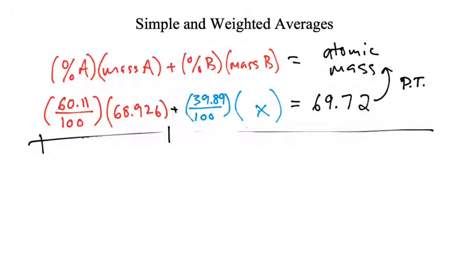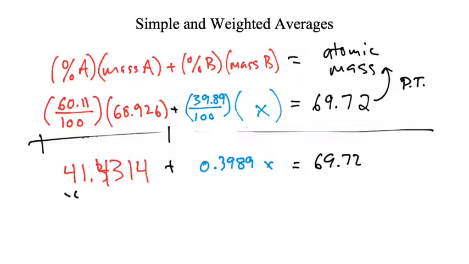So to start off with, 0.6011 times 68.926. We're just doing that first term. 41.38, 4314. How many numbers do you want? Give me one more. 4. Okay. For the next one, I can do that one by myself. 0.3989 times x equals 69.72. I'm going to subtract 41.43, pretty sure I'm butchering that number, 314. Do that subtraction for me, please.